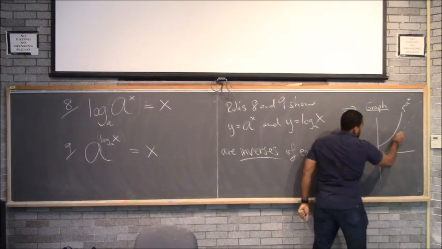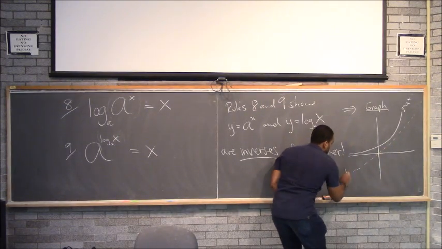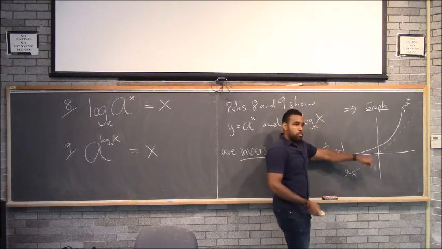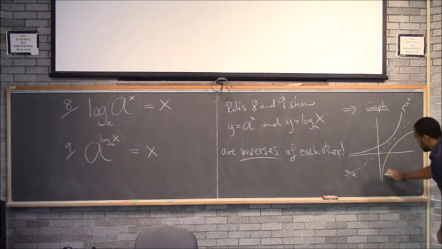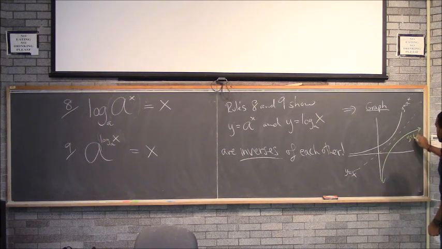You reflect in the line y equals x. So you're going to have here the line y equals x. Then you're going to take the mirror image. That will give you this graph here. So that's what y equals log to the base a of x actually looks like.